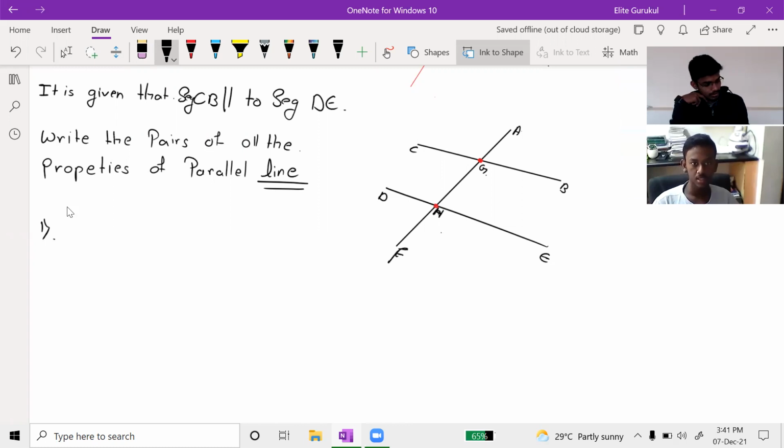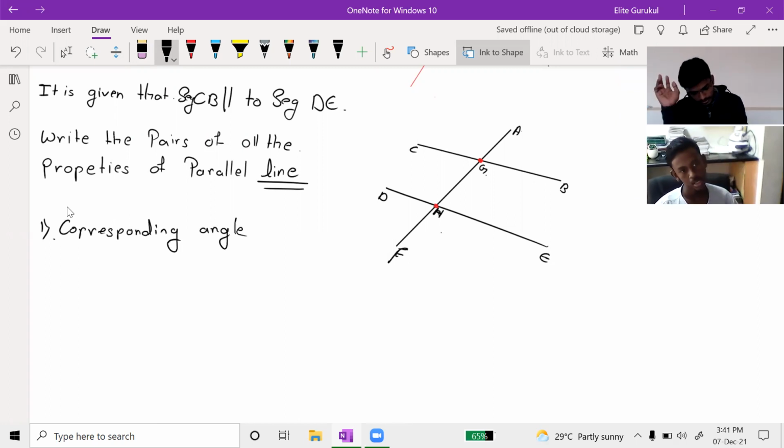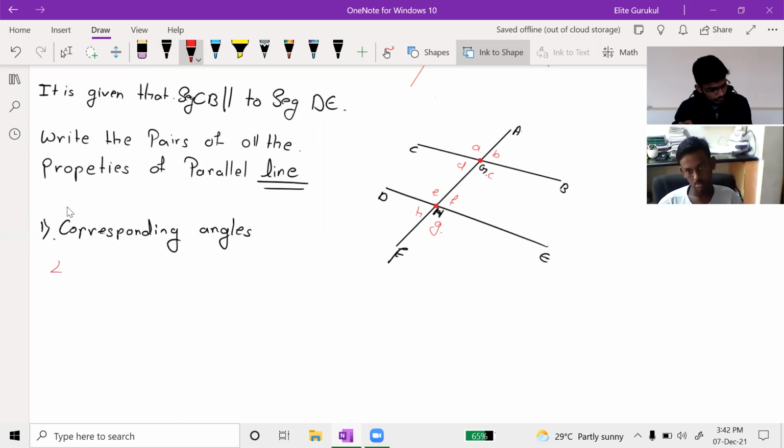Corresponding angles. Let us consider for your knowledge, this is A, B, C, D, E, F, G, and H. It is not actual now. We are going to look for the names. A, B, C, D, E, F, G, H. Now, tell me first corresponding angle.